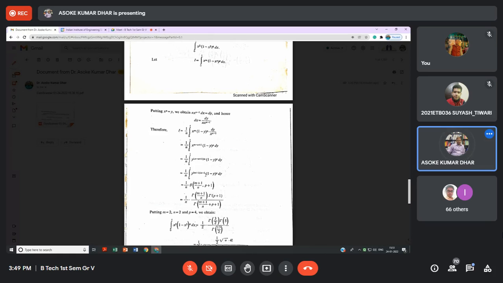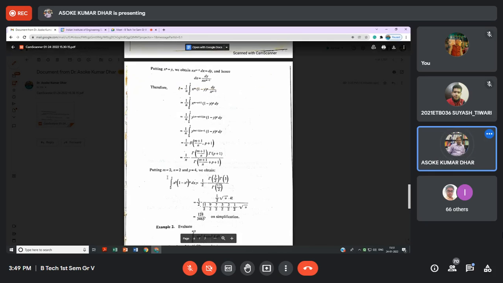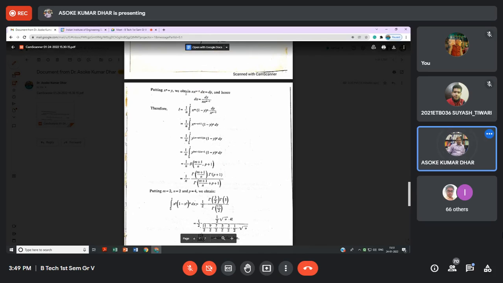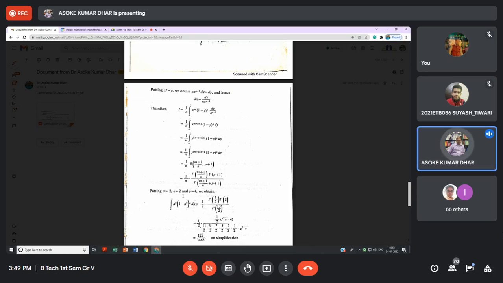So using the general form of the beta function, you will get ultimately this, where beta of m, n is equal to gamma m times gamma n by gamma of m plus n. So this is the expression: I is equal to this, in terms of the gamma function. And then put m is equal to 2, n is equal to 2, and p is equal to 4. We obtain the integral from 0 to 1 equal to this value.